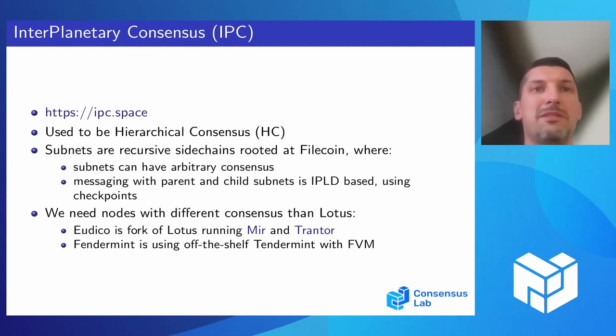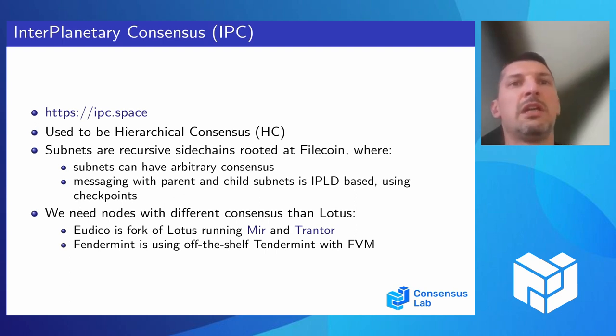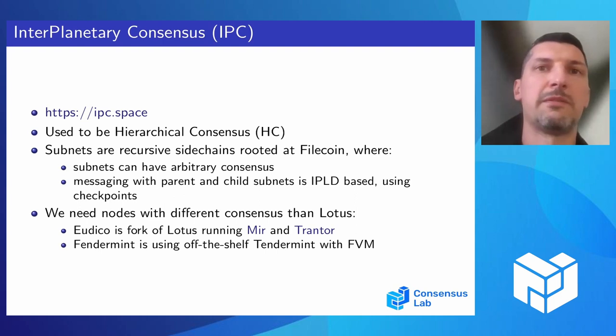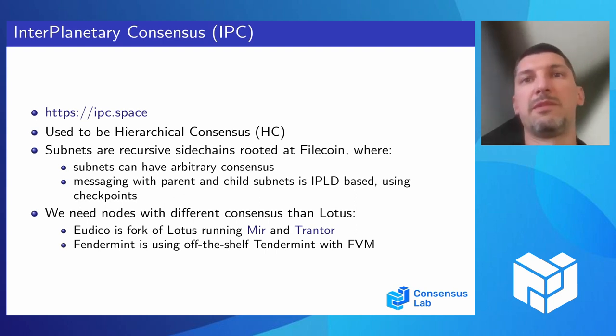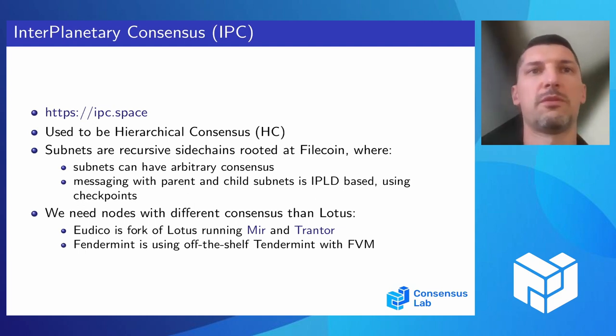And one thing we use is a fork of Lotus, which we call Eudico, and you have probably seen it many times presented by Alfonso. And the other one is this Fendermint, which is an off-the-shelf Tendermint with FVM put in it. So it's all Rust, what I code, but Tendermint calls me.